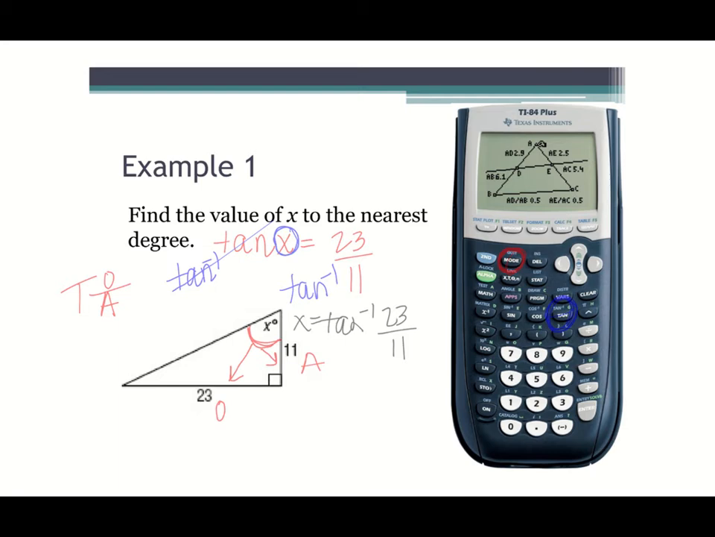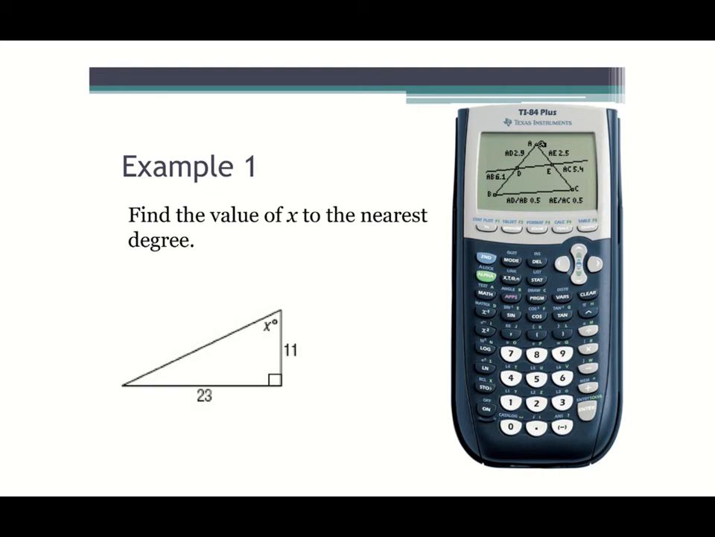So we have the tangent button, and right above that it says the inverse of tangent. So to get that, we're going to hit second tangent. So if you hit second tangent and then type in 23 divided by 11, it's going to just give us our answer for x. And we're going to round to the nearest degree. So it's going to be, I think, 64.4. So to the nearest degree, that would just be 64 degrees. So that angle is 64 degrees. So the tangent of 64 equals 23 over 11.